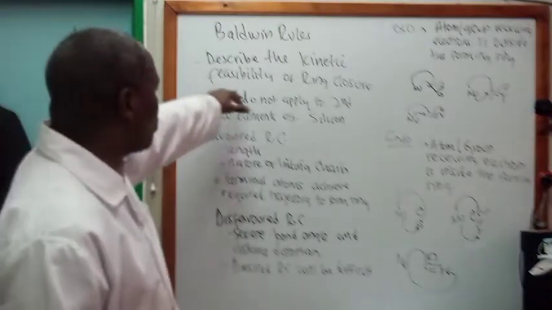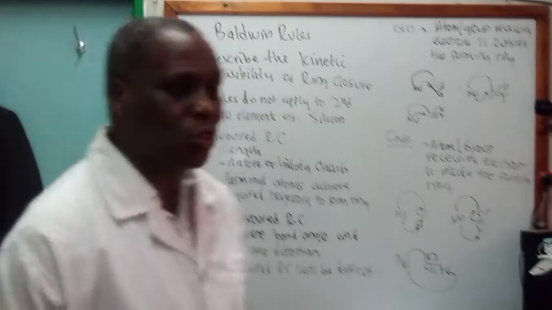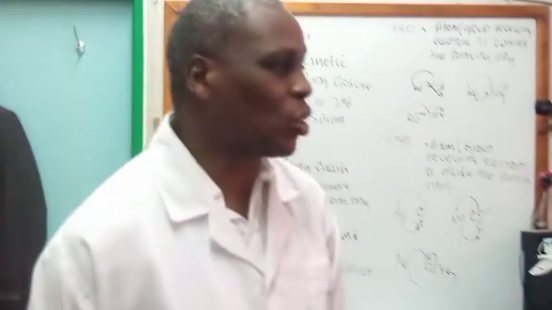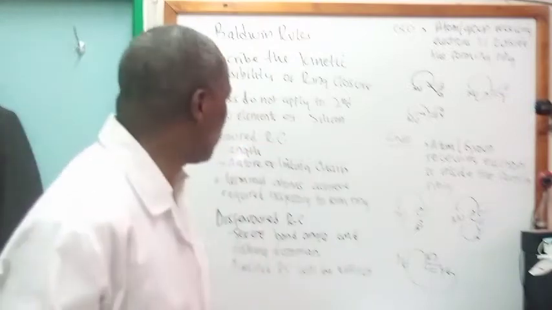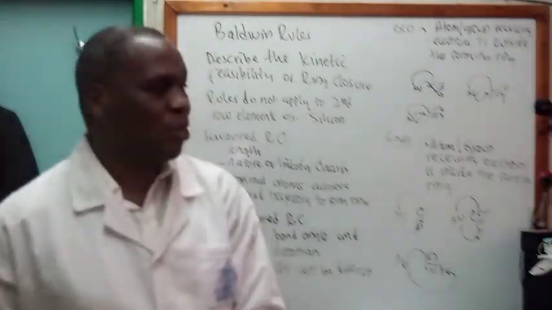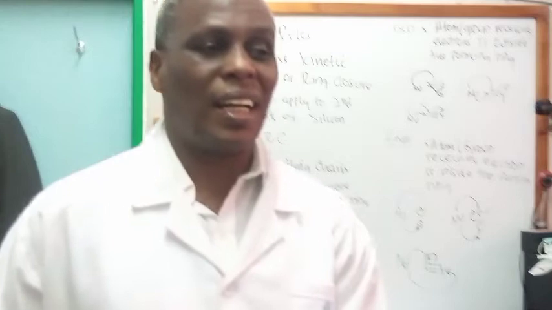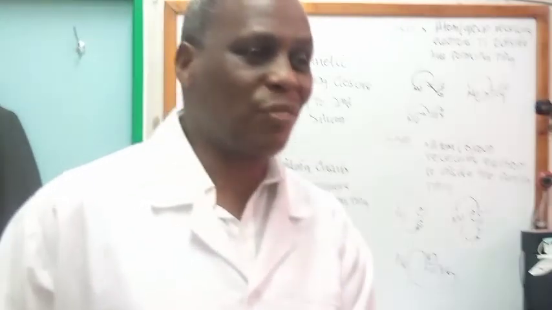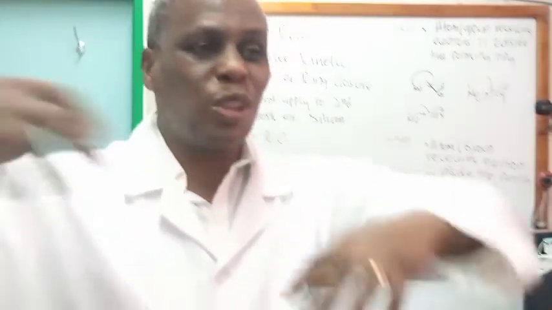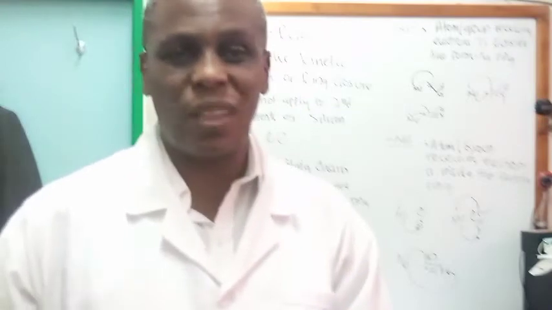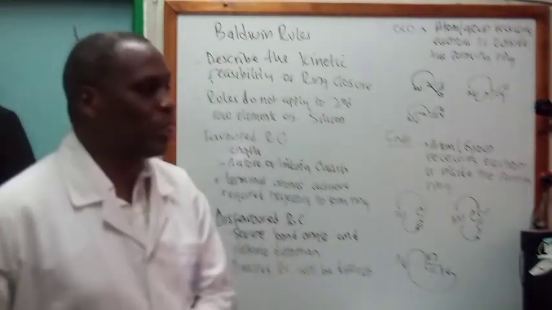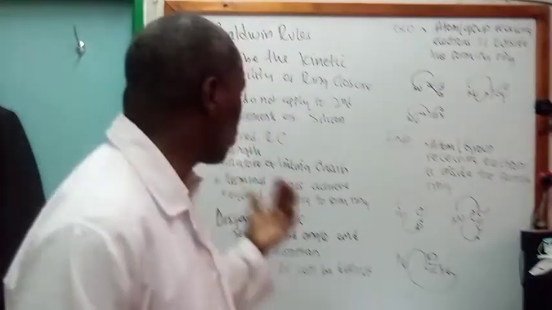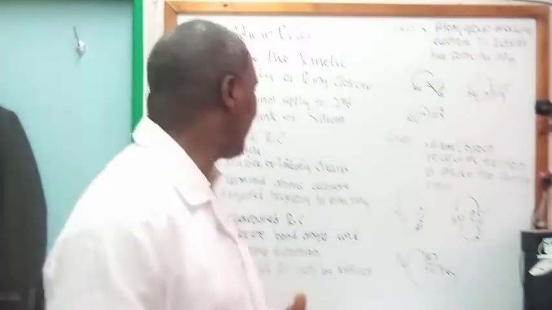So these rules do not apply to the second row elements. Carbon has 4 bonds. In this case, you'd be talking about silicon, or even sulfur and the rest, the ones which have got access to the d orbitals. Then these rules do not apply. So we will only be talking about the first row, up to fluorine.